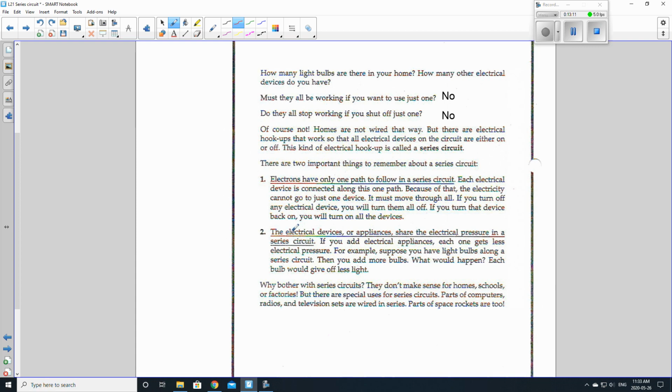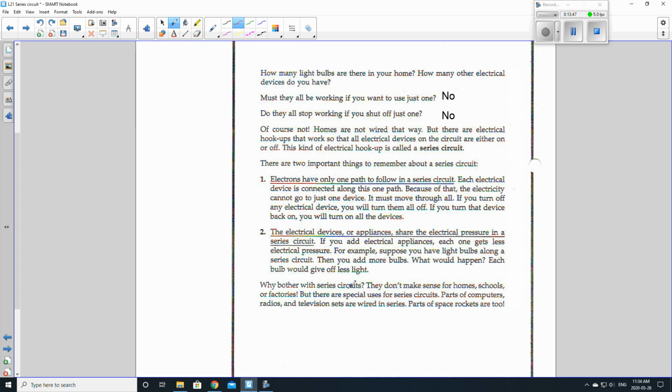Next up, the electrical devices or appliances share the electrical pressure in a series circuit. This means that it shares the electricity. If you add electrical appliances, each one gets less electrical pressure. For example, suppose you have light bulbs along a series circuit. Then you add more bulbs. What would happen? Each bulb would give off less light. That's another important one, and we're going to look at the PhET simulation in order to prove this. That way we can really see it.